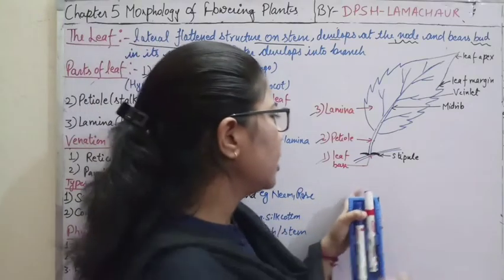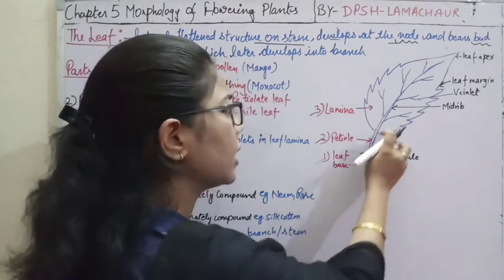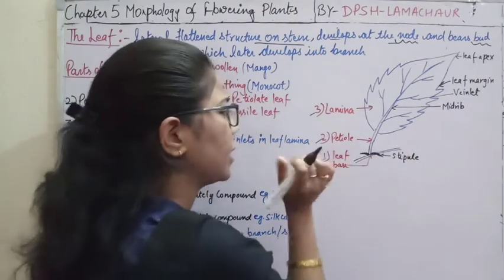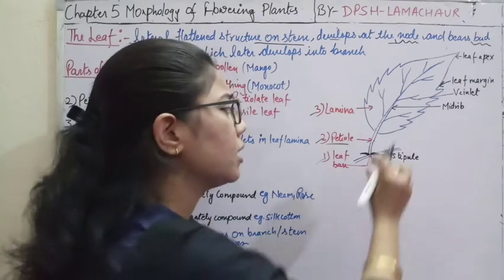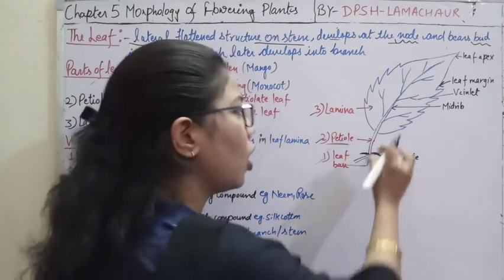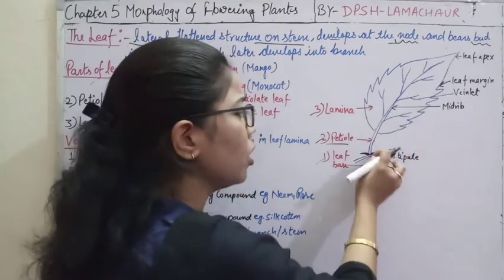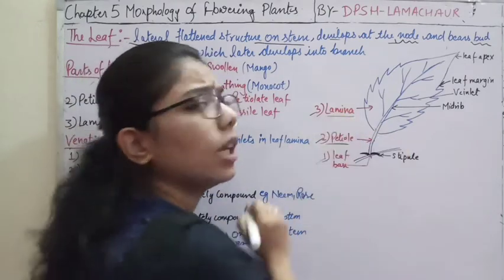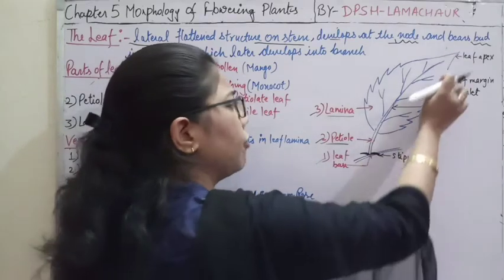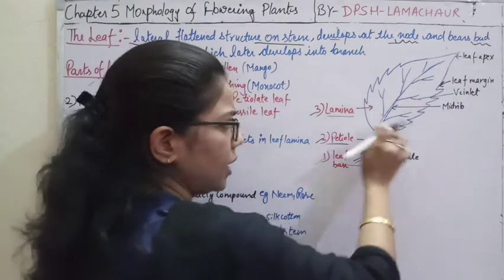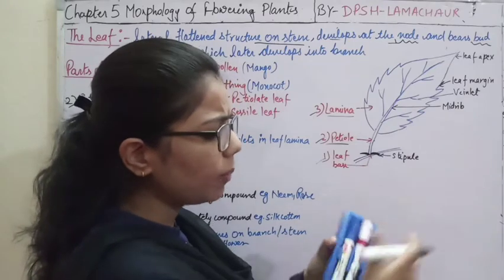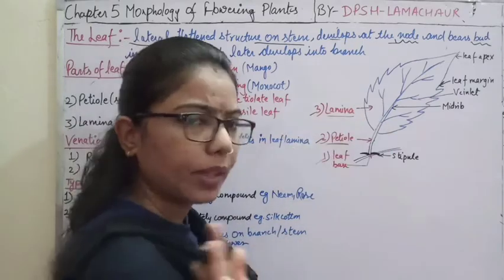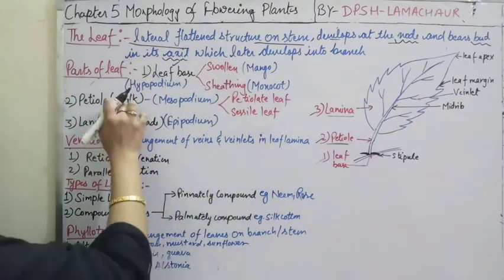Now if you see here, the base is where the leaf is attached. So this part is known as the leaf base. And what is the petiole? Petiole is the stalk of the leaf which helps attach it to the leaf base. Then lamina is the whole leaf blade. This part, the whole of it, is known as the leaf, also called the leaf blade. So we can say a leaf has three parts.